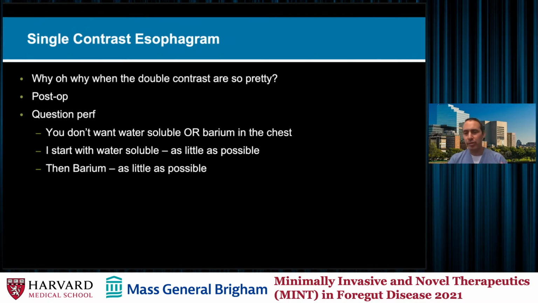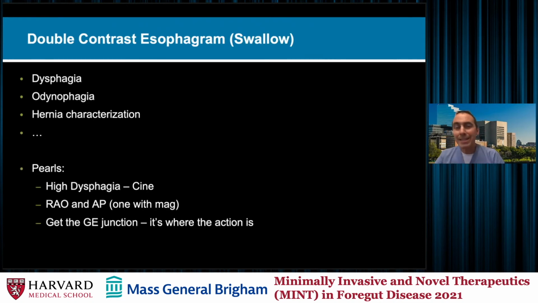And so we'll do a few sips with barium. If we're not seeing it, then we don't have to worry about doing more in order to try and look, because it's not leaking. All right, so that's what we do. Double contrast esophagram, sorry, a barium swallow as we know it. So these are for all of the different swallow problems that you're not thinking about a modified barium swallow for. Dysphagia, odynophagia, maybe it's a hernia characterization.